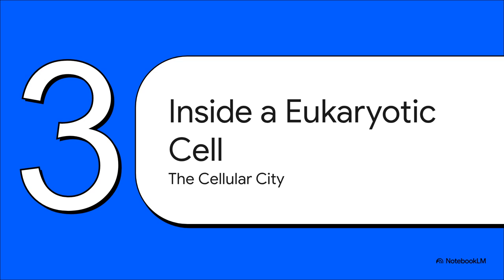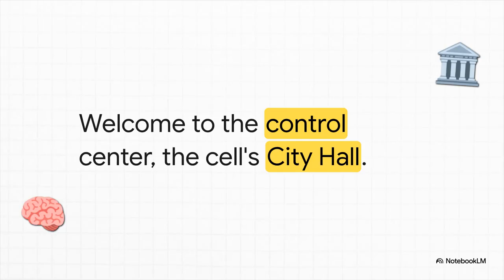Okay, Section 3, a tour inside the eukaryotic cell. So if we're made of trillions of these things, what's actually going on inside one? Let's take a tour, shall we? And to make it a little easier to grasp, let's imagine the cell is like a tiny, bustling city. Our first stop in this cellular city has to be the command center, right? The brain of the whole operation. And that is the nucleus. Think of it as City Hall, the place that runs absolutely everything.